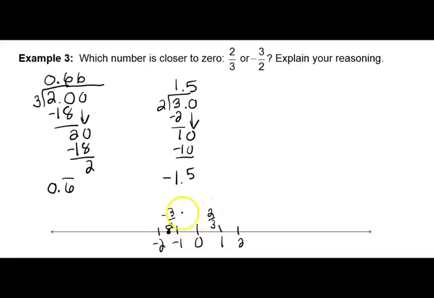And how do I know which one is closer to 0 on the number line? It's whichever one has the shorter distance. So 2/3, which was 0.6 repeating, is closer to 0 because its distance is closer to 0 than -3/2. So the answer to this one is the 2/3.